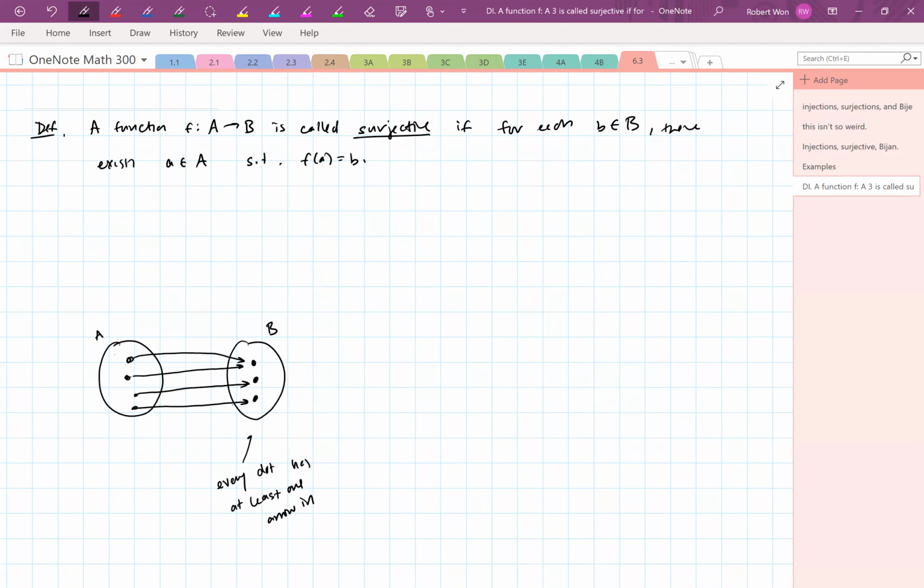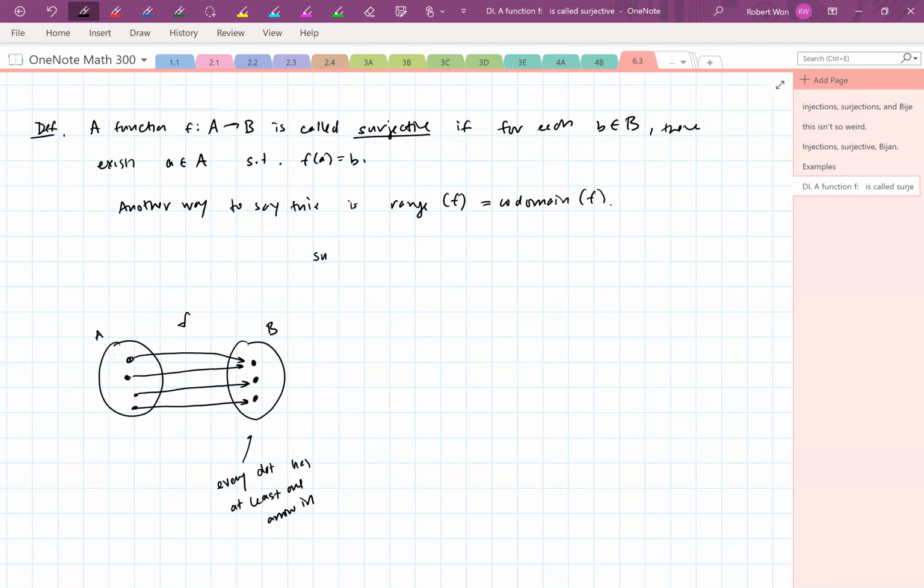So what is this saying? This is saying that the function f hits the entire codomain. The entire codomain gets hit by this function f. So another way to say this is that the range of f is equal to the codomain of f. Remember, the range is all the things that the function actually hits. That is equal to the entire codomain. Everything gets hit by the function.